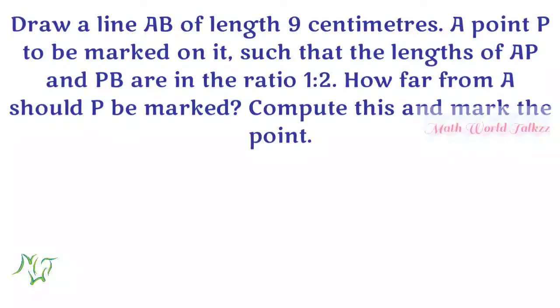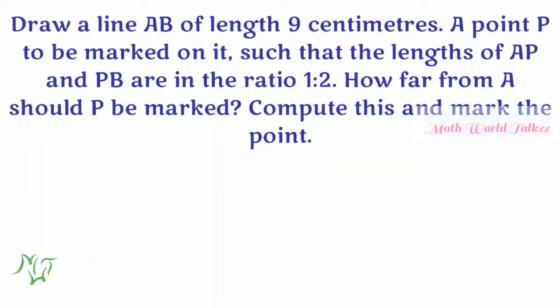See the next question. Draw a line AB of length 9 centimeters. A point P is to be marked on it such that the lengths of AP and PB are in the ratio 1:2. ആദ്യം ഒരു ലൈൻ AB 9 centimeter വരയ്ക്കണം. Then ABയിൽ ഒരു പോയിന്റ് മാർക്ക് ചെയ്യണം. ആ പോയിന്റിന്റെ നെയിമാണ് P. And P should be marked such that AP is to PB is in the ratio 1:2.